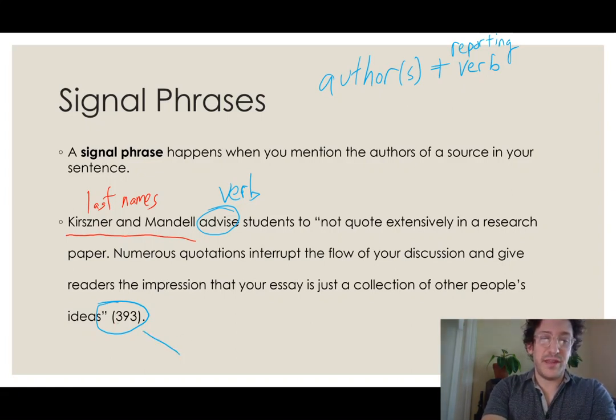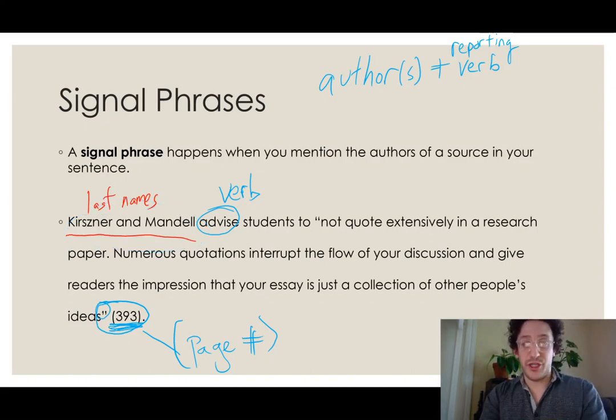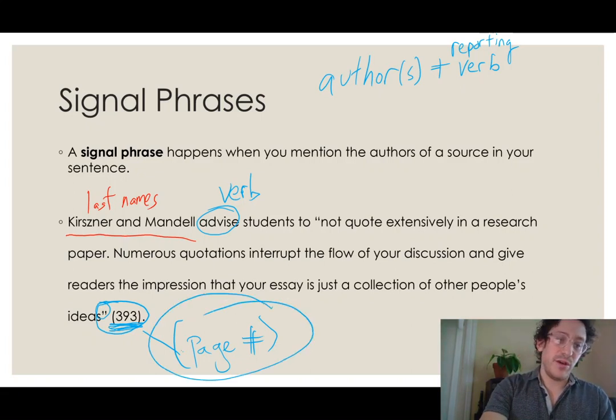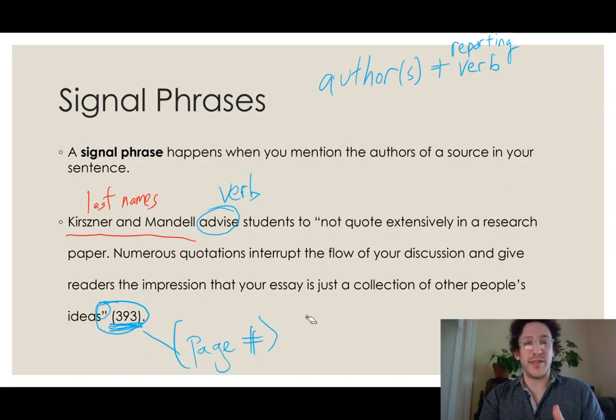We have the end quotation, and the parenthetical citation, the parentheses showing the page number, like that. So when you have the authors' names in the sentence already, if you just mention the authors, you do not need them here. You do not need them in the parentheses. You only need the page number.